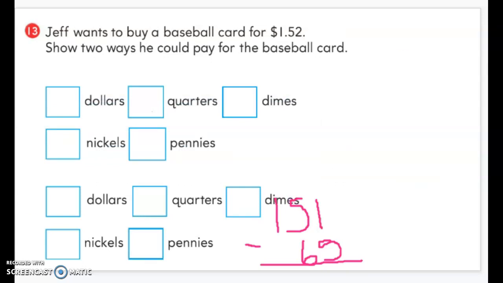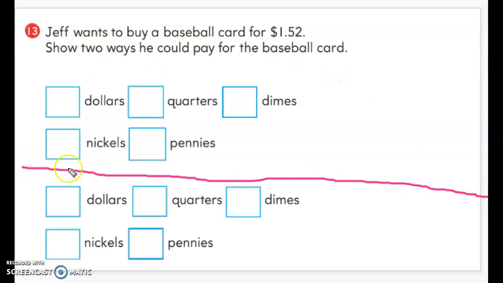13. Jeff wants to buy a baseball card for $1.52. Show 2 ways he could pay for the baseball card. So using this top half, what's one way he can make $1.52? Then what's another way he can make $1.52? Hit pause to solve. Hit play when you're ready.